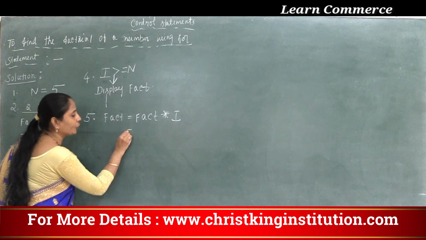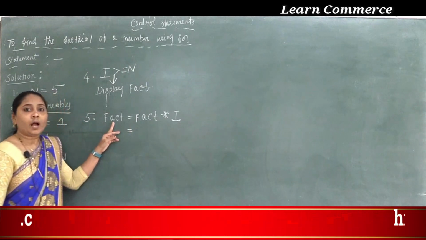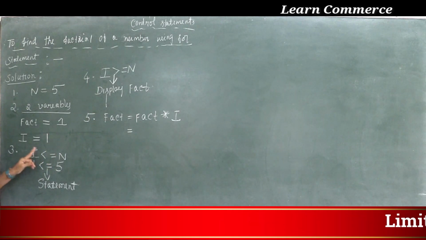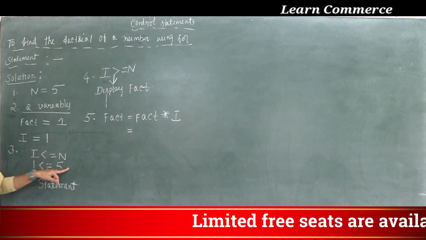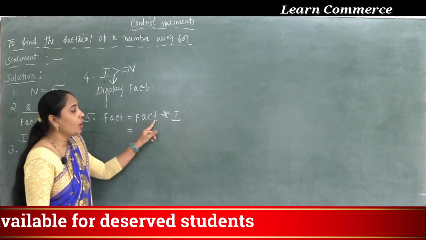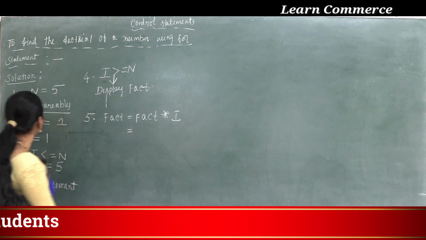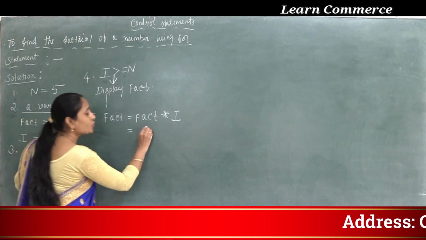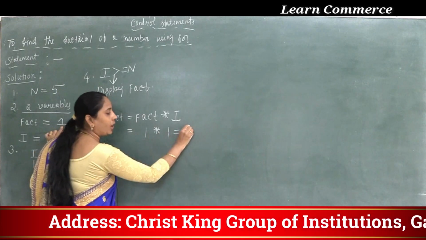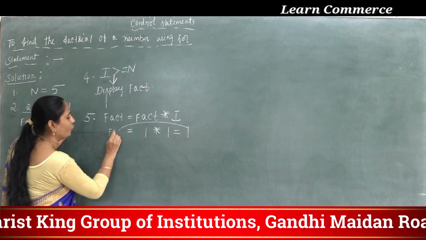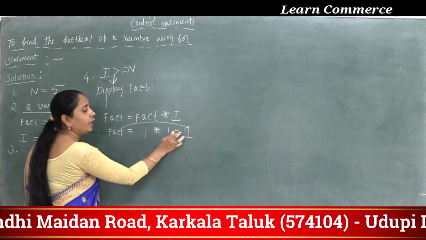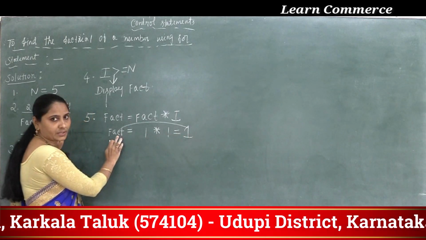Now let's do the calculation. When the I value is less than or equal to n, when you compare with n here, it makes one process. The process is fact is equal to fact into I. As we know, the fact value is equal to 1. So 1 into 1. When you multiply 1 into 1, the value of the fact is equal to 1. Now the value of the fact is equal to 1.